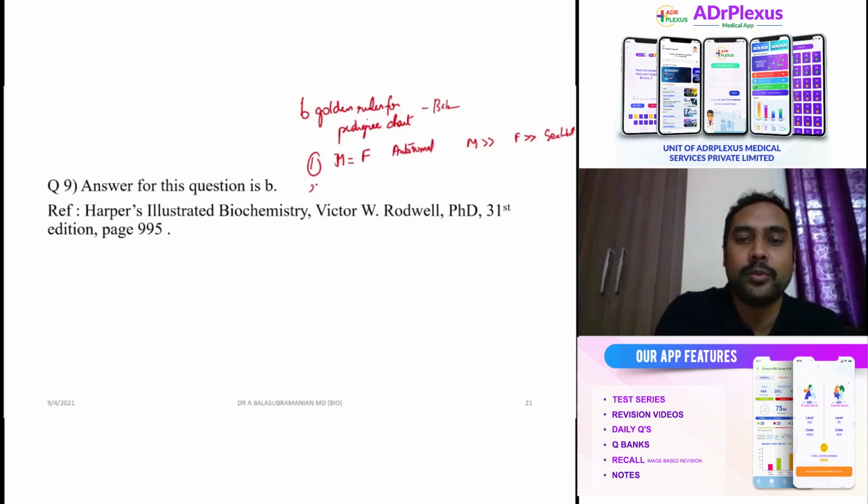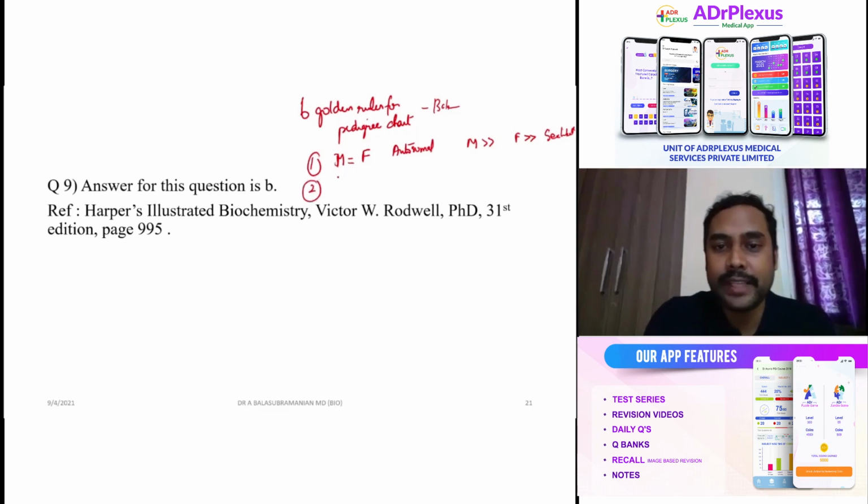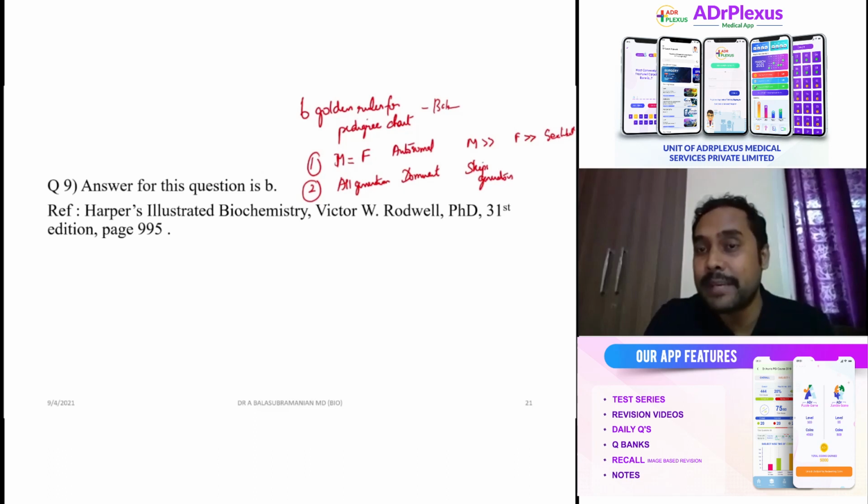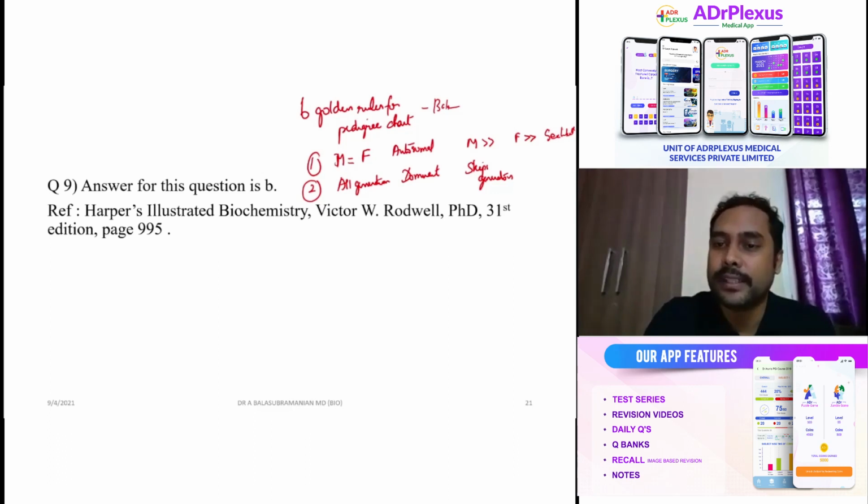Okay. Number 2. If the disease is present in all generations, every generation is affected, then it is a dominant disorder. If the disease skips generations, one generation fully has no disease, then it is a recessive disorder.